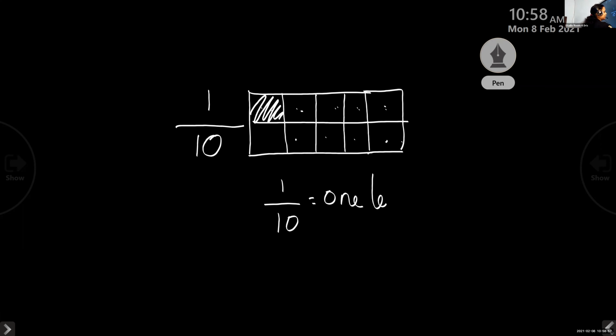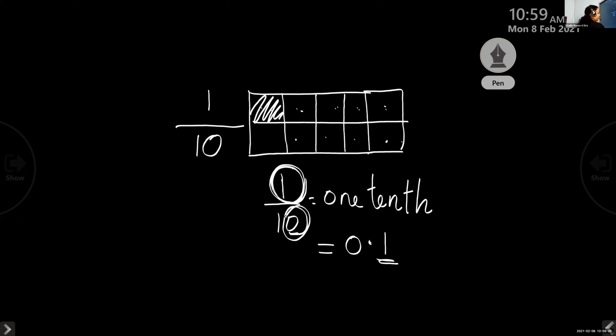So children, how do we write 1/10 as a decimal number? We write it as 0.1. The numerator of the proper fraction is 1, and look at the denominator, we have only one 0. If we have one 0 in the denominator, after the decimal point we have only one digit.